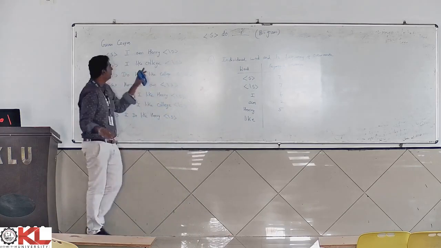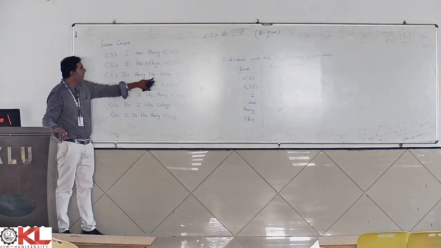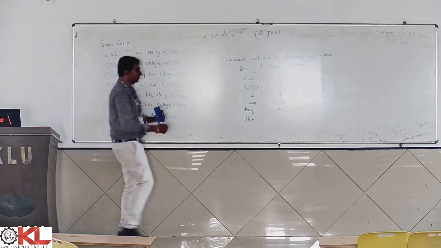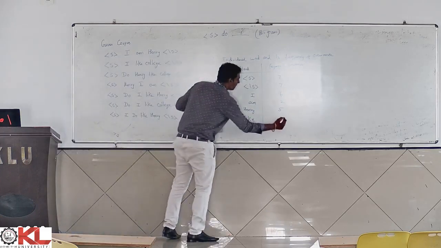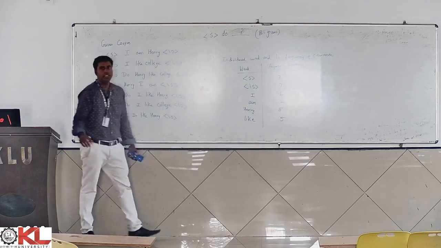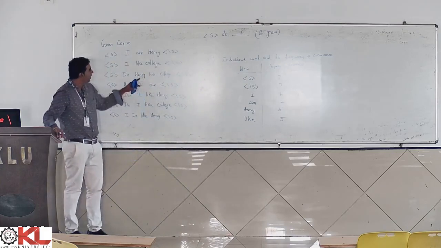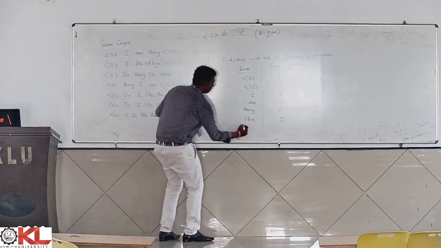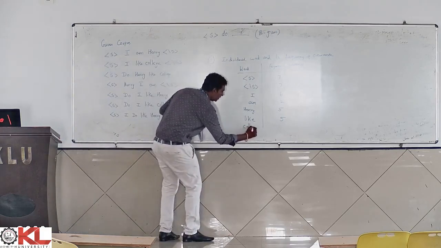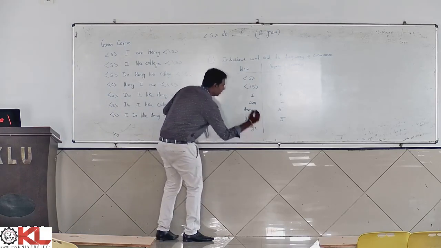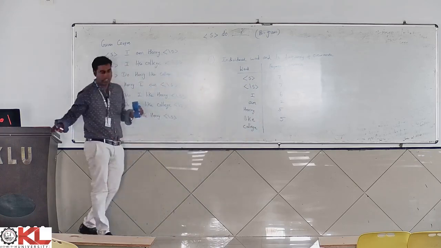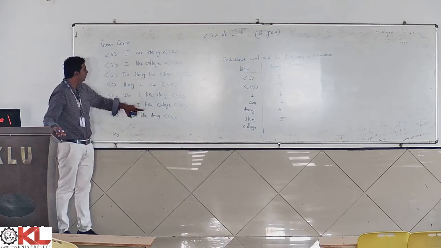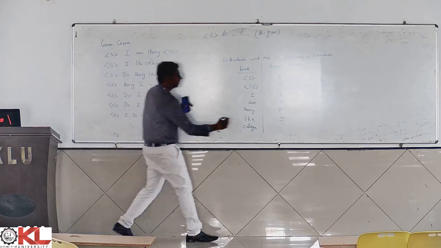Okay, so how many times does it come? 1, 2, 3, 4, 5. 5 times. Okay. Similarly, next one, college. So college, how many times does it occur in the given corpus? 1, 2, 3. 3 times.